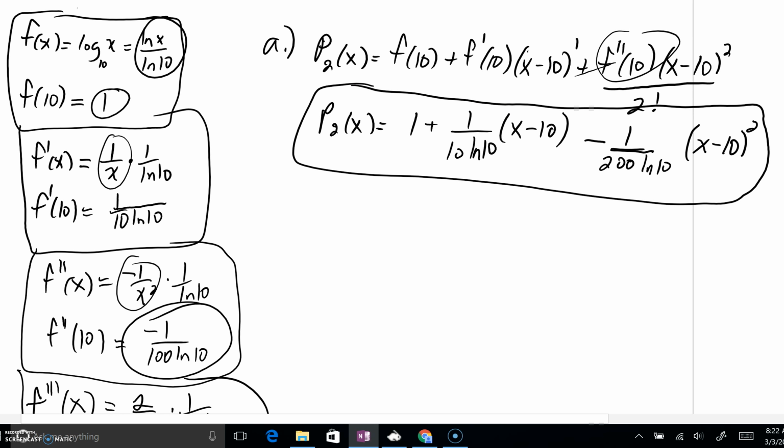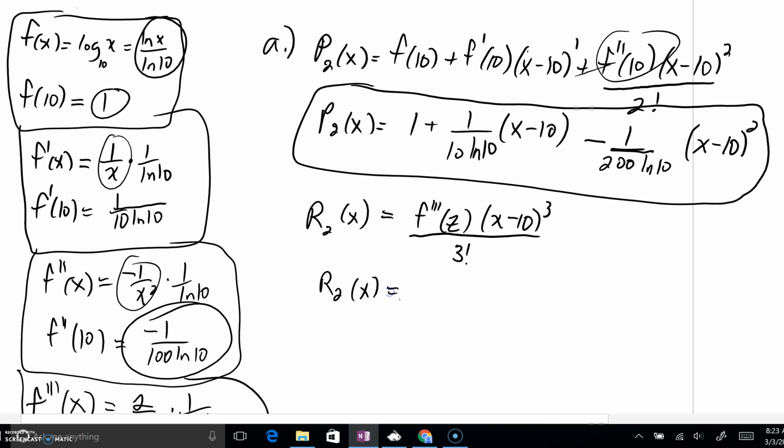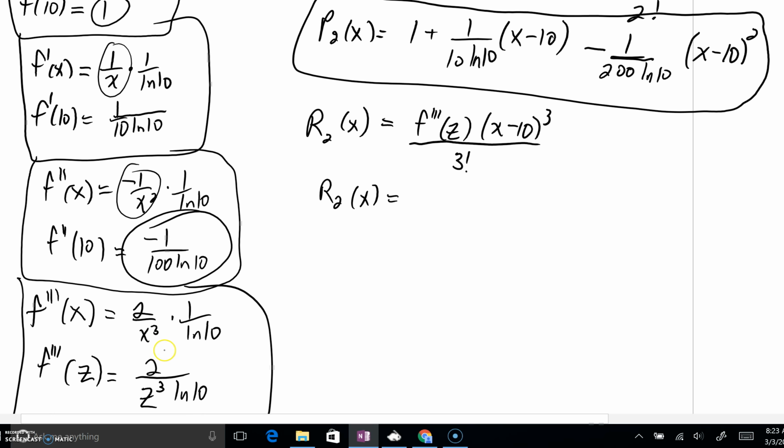But notice that we're also asked to make the remainder. And the remainder, please understand, is going to be the third derivative evaluated at z, and we'll have x minus 10 to the third power divided by 3 factorial. So what is this thing? Well, we just saw that f triple prime of z was this 2 over z cubed ln of 10. 3 factorial, however, is also going to be there, so you could pull this out in front if you'd like.